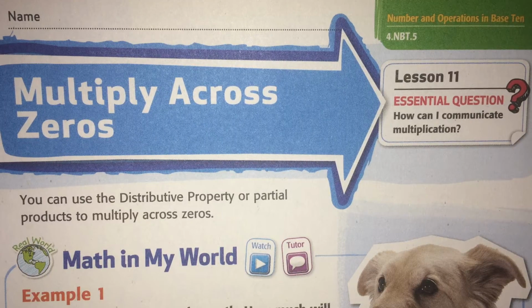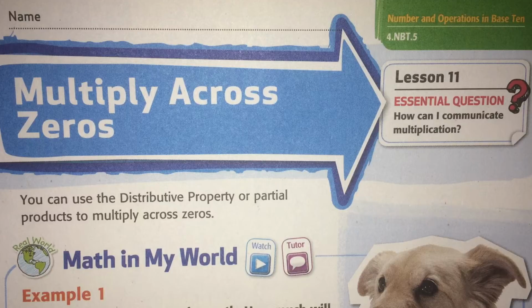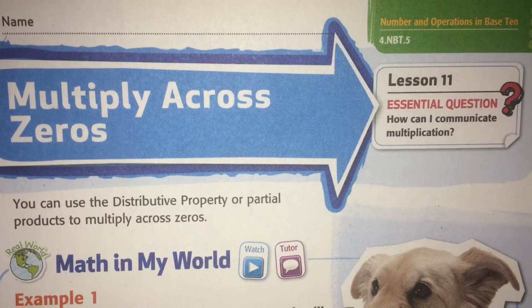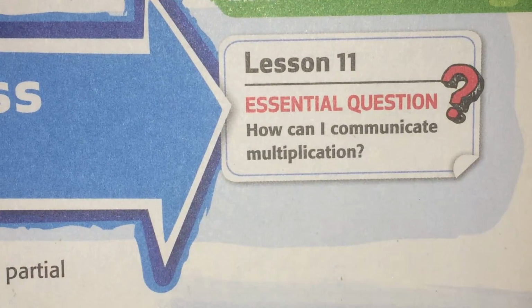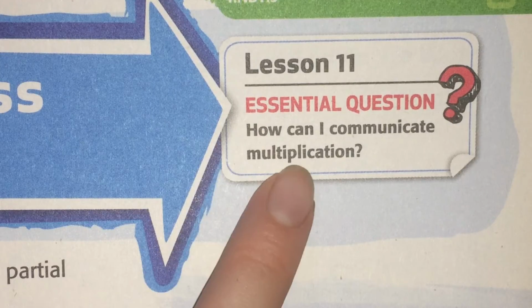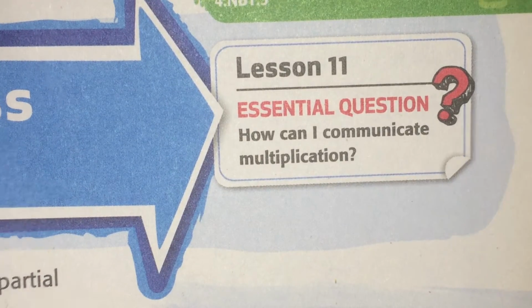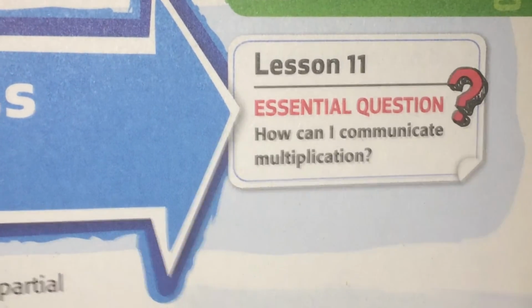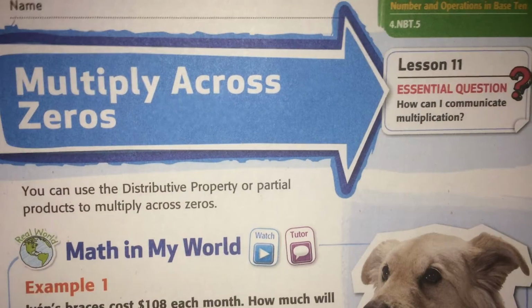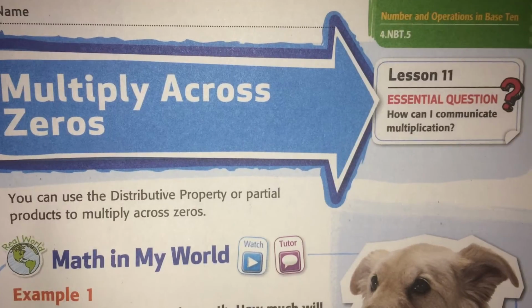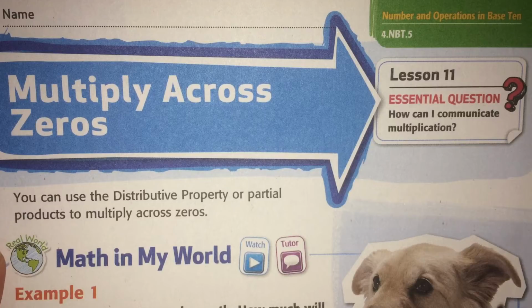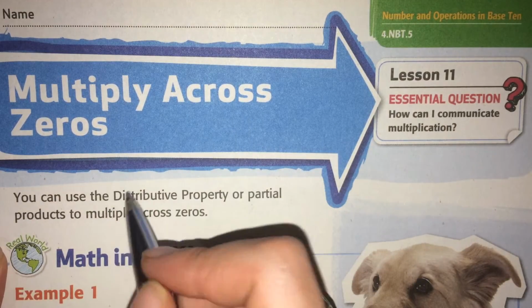Welcome to Lesson 11 from Chapter 4, the last lesson. The essential question: how can I communicate multiplication? By the end of this, do you feel like you know how to communicate multiplication? Okay, the last lesson is multiply across zeros.